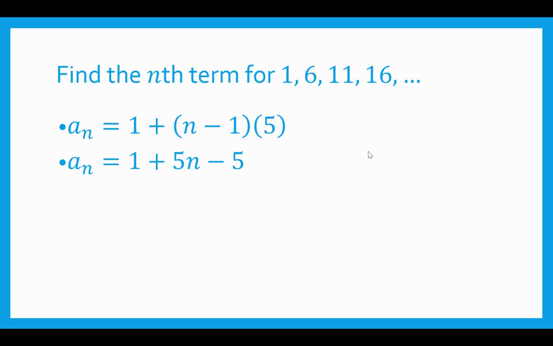Solve that down. Use the distributive property. Remember, we just talked about that. So we have 1 plus 5n minus 5, which solves down to 5n minus 4.